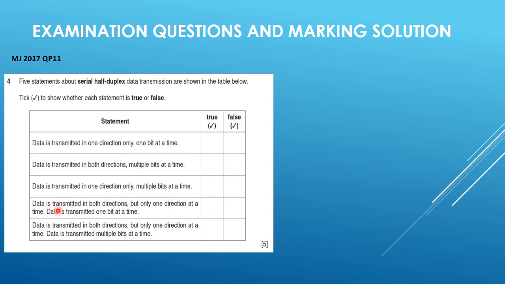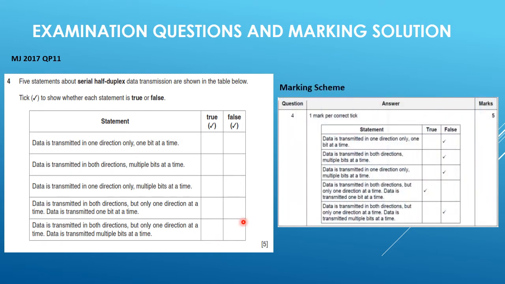Fourth one: data is transmitted in both directions, but only one direction at a time. Data is transmitted 1 bit at a time. So this is the statement which fulfills the serial half duplex condition, so this is going to be true. And the fifth one is: data is transmitted in both directions, but only one direction at a time. This fulfills the half duplex criteria, but data is transmitted multiple bits at a time, which is false. So this is actually false.